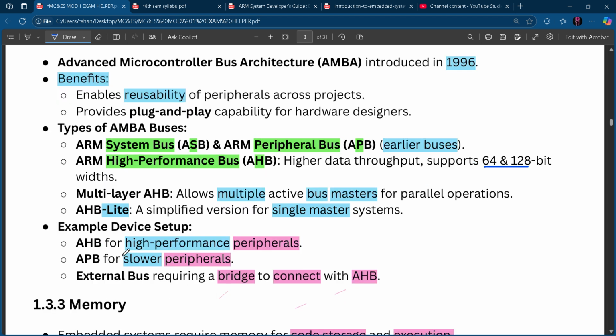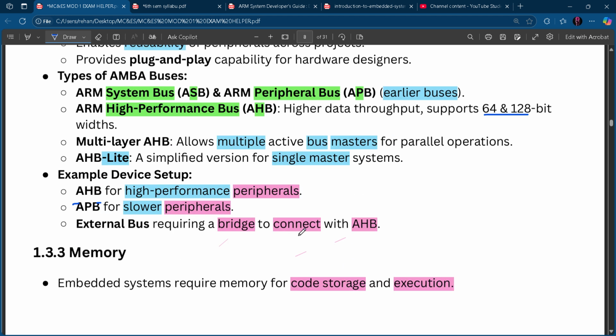That's it. Example, AHB for high performance peripherals, like input output operations. APB for slower peripherals. APB is what? ARM peripheral bus. AHB, ARM, this is bus. H stands for high performance. Here, see, ARM bus, P stands for peripheral. That's it. External bus requiring a bridge to connect with AHB.